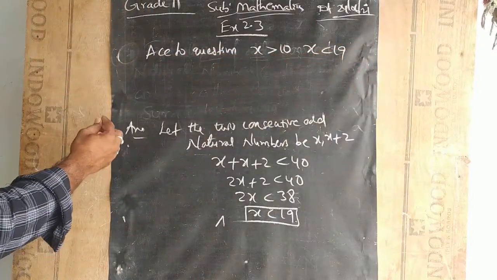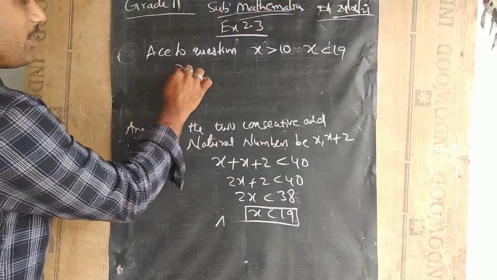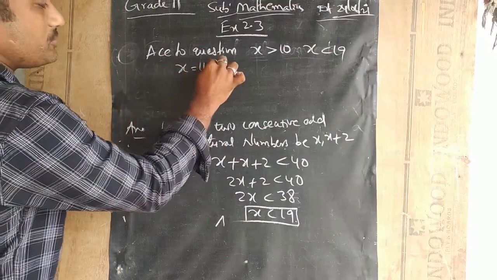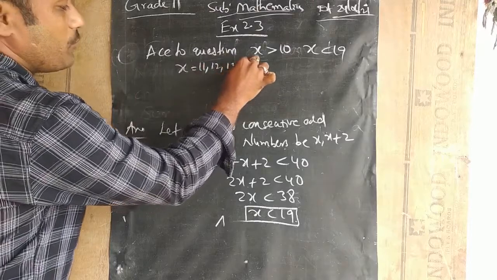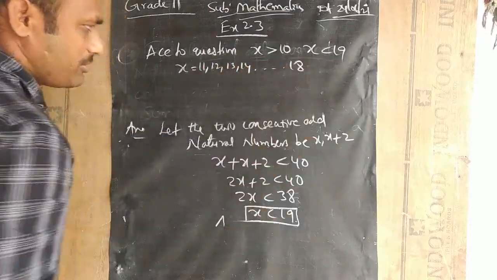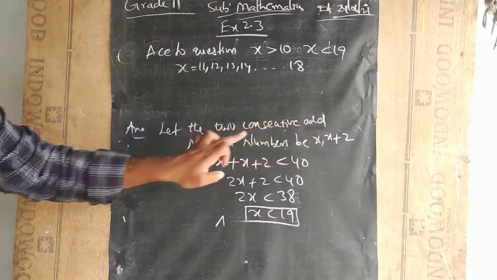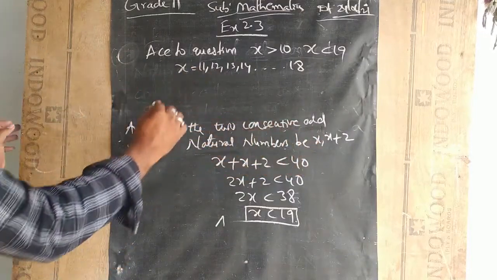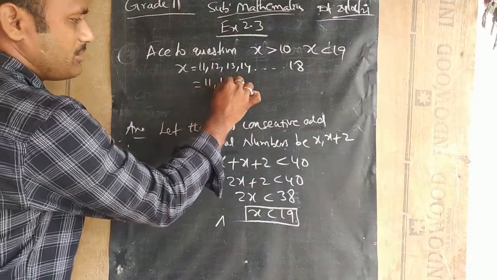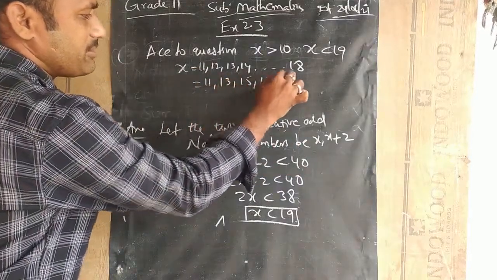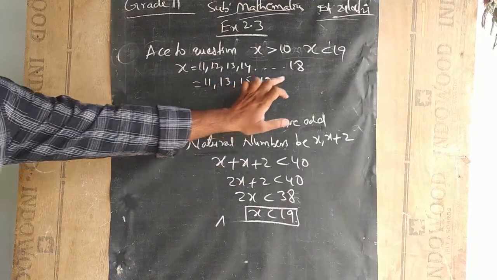So we have to take the numbers which are greater than 10 and less than 19. So what are the possible numbers here? So we have x is 11, 12, 13, 14 up to 18 numbers we have. But this question is clearly mentioning the odd natural numbers. So we have to take only the odd numbers. That is 11, 13, 15, 17. So these are the four natural numbers.